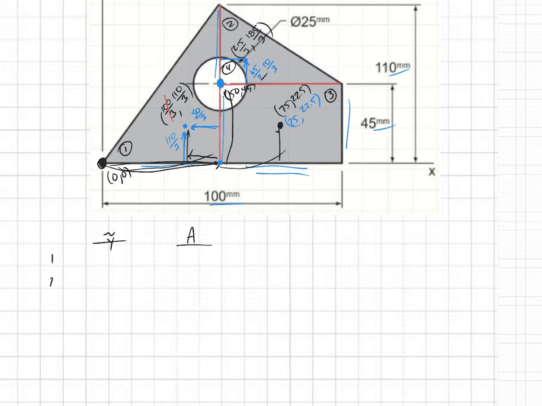So here's shape 1, 2, 3, 4. Okay, so shape 1, y tilde is 110 over 3. Let's go ahead and put that in decimal form. You know, you guys know how I am about sig figs. Okay, this has units of millimeters. This has units of millimeters squared. Okay, so then for number 2, we're up here at 185 over 3.